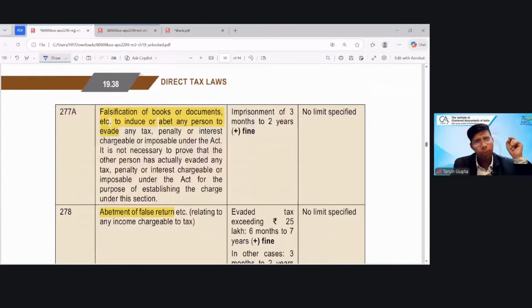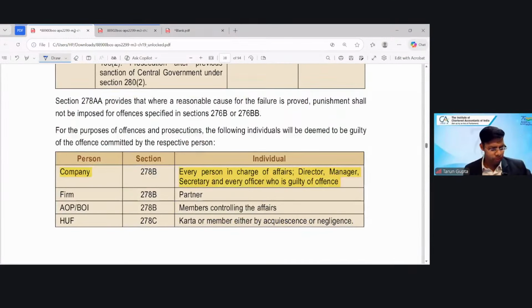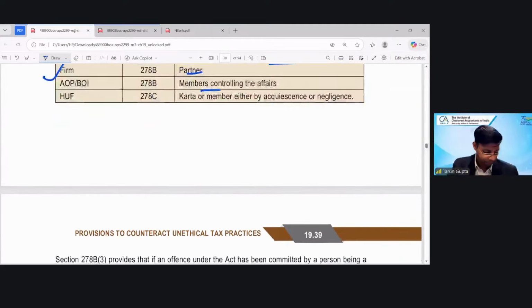Where the offense for which prosecution has to be launched is committed by a company, then it is deemed that the offense is committed by the company and every other officer. Who are the other officers involved? Every person in charge of the affairs: director, manager, secretary, every officer who is guilty of the offense. If the offense was by a firm, then the partners; AOP, then members; HUF, then other members.